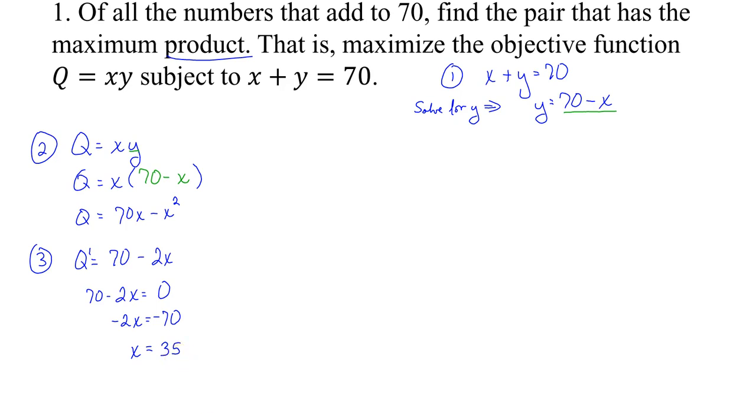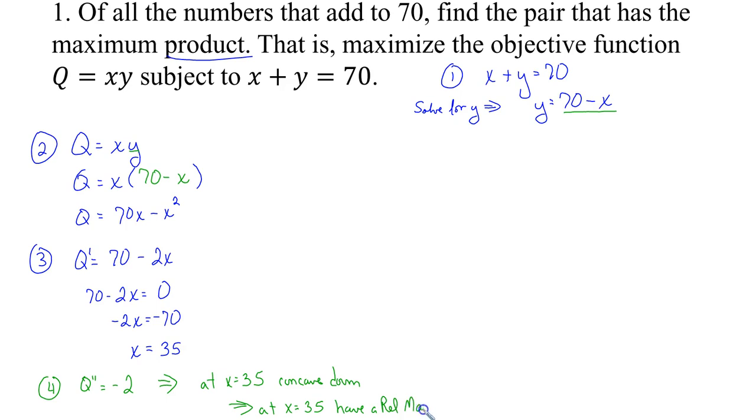I would probably use the second derivative just to verify that this is indeed going to give me a maximum. So let's take the second derivative here, and the second derivative of this function is simply negative 2. This means that at x is equal to 35, the function is going to be concave. If you remember, a second derivative negative means that it's concave down, which then also means that at x is equal to 35, we will have a relative maximum.